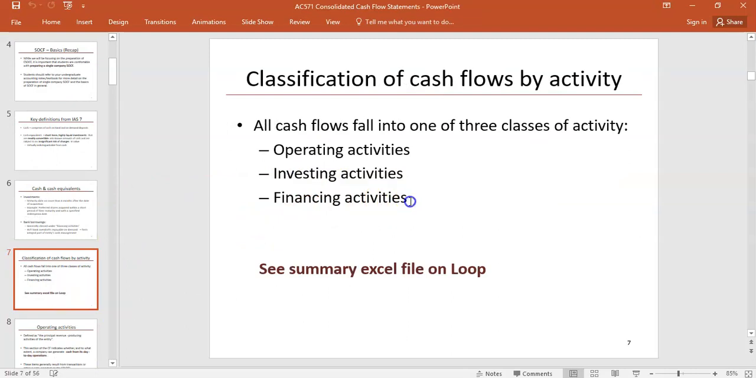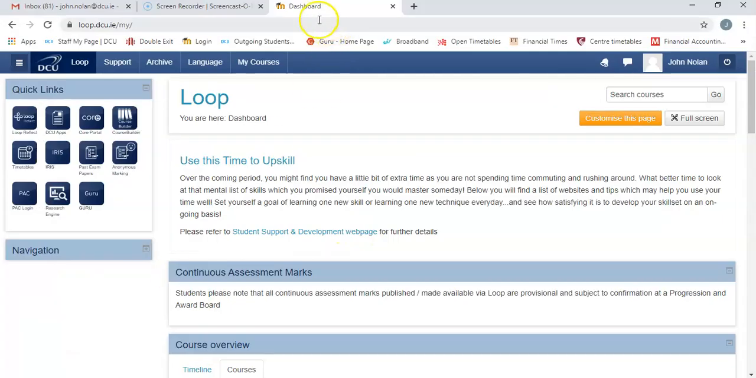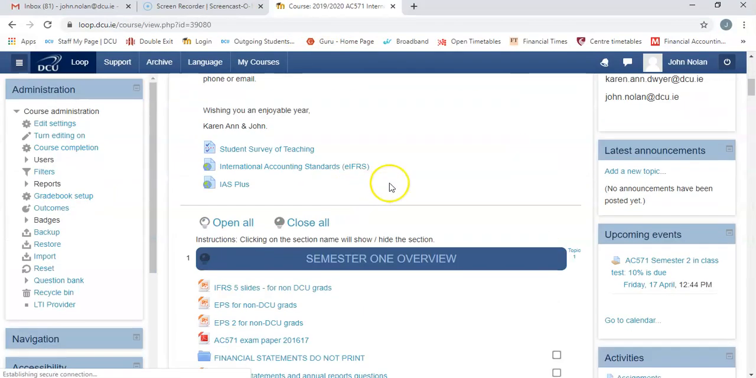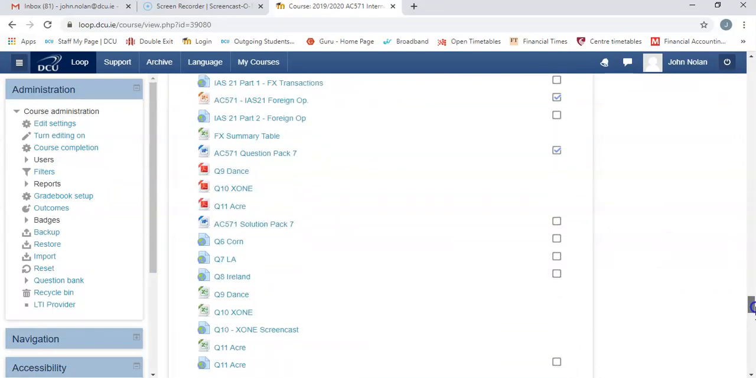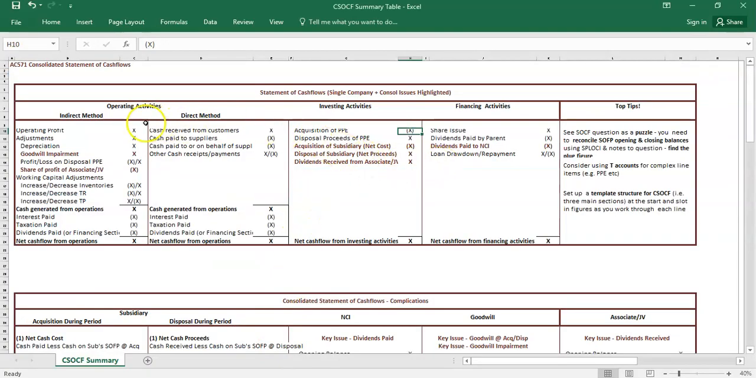In terms of classification, you always split the statement of cash flows, like there's a standard layout for P&L and balance sheet, into 3 headings: operating, investing and financing. And what I've given you in Loop, if you look at your AC571, I've given you an Excel template down here. So consolidated statement of cash flow summary table, and it looks something like this, where I tell you what should be in operating activities, what should be in investing and financing, just to give you an idea of what you'll be looking for when you're going through the question. But it's about practice, no more than a lot of the other questions that you'll do in consolidation. The more of these questions you do, the more repetitive they become as well.